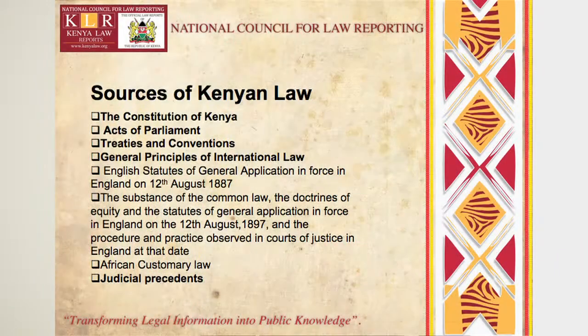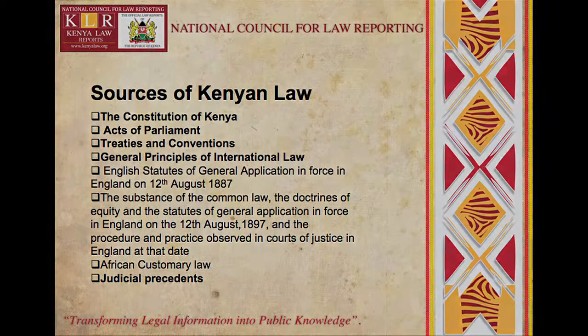So the sources of Kenyan law are the Constitution of Kenya, Acts of Parliament, treaties and conventions, the general principles of international law, of course, the English Statutes of General Application in force in England on the 12th of August 1887, and the substance of common law, doctrines of equity and statutes of general application that were in force on the 12th of August in 1897. We also have African customary law and judicial precedents.